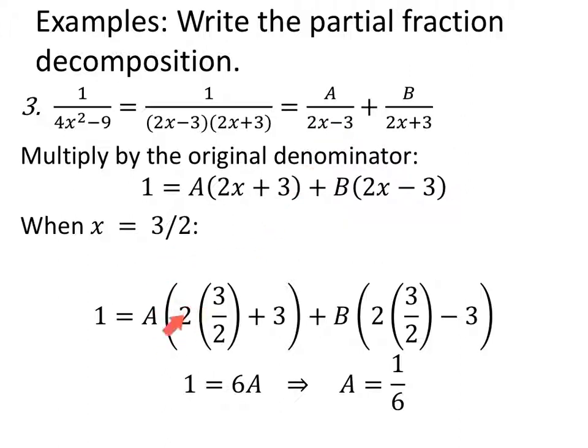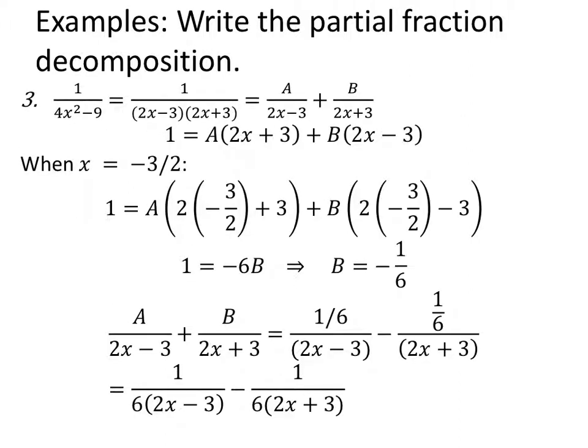So 3 halves times 2, I'll end up with 6A equals 1. Notice over here, the 2's cancel. 3 minus 3 is 0. Always these, quote, easy values, the zeros of the denominators, will cancel out one of them. If 1 equals 6A, then A equals 1/6.